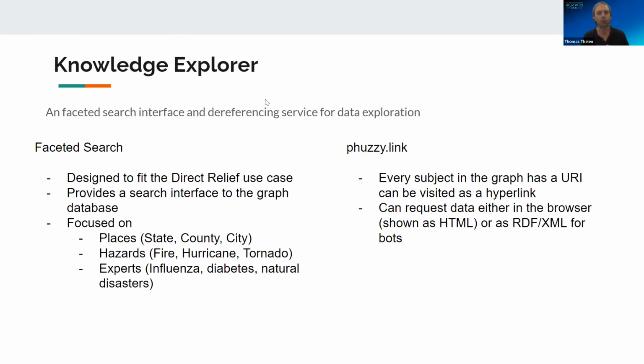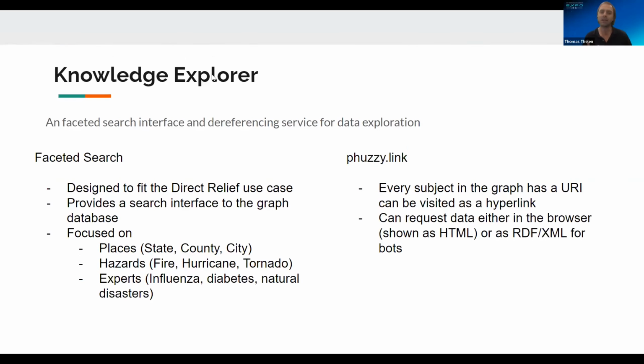So starting with the Knowledge Explorer, it's split into two web applications, and the first is the faceted search. This provides a search interface to the graph database, and it was designed to fit the Direct Relief use case. So in that light, it focuses on places, hazards, and experts. The second half is our fuzzy link application, and every subject in the graph has a URI that can be visited as a hyperlink. If you view this in the browser, you'll get a nice HTML rendering describing that particular node. Or you can also request the content type as RDF/XML for more automated querying.